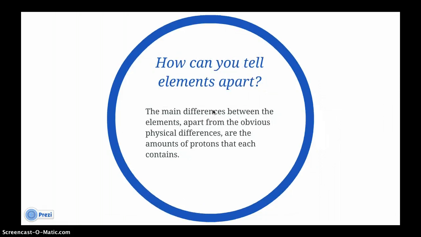The main differences between the elements, apart from the obvious physical differences, are the amount of protons and electrons it contains. Gaining or losing an extra electron or containing one more proton can drastically change the properties of that atom, thus affecting the property of the entire element or substance it is attached to. Sorry, I just want to clarify something: by gaining or losing an extra electron, not an extra atom.